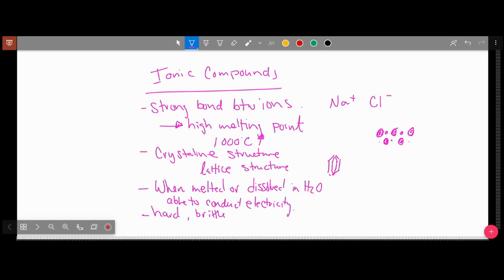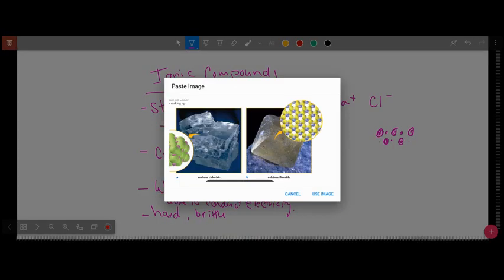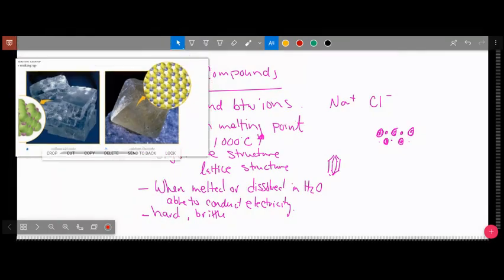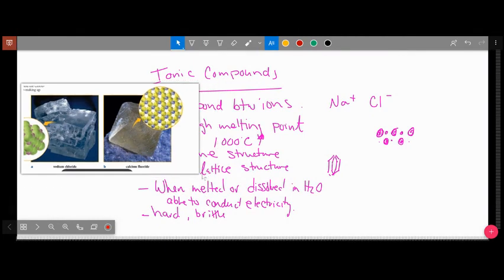I'm actually going to pull an image here for you real quick. It's going to look like this. I don't know if you'll be able to see this, but it's going to have what you picture a typical crystal to look like. Alright, so there it is.